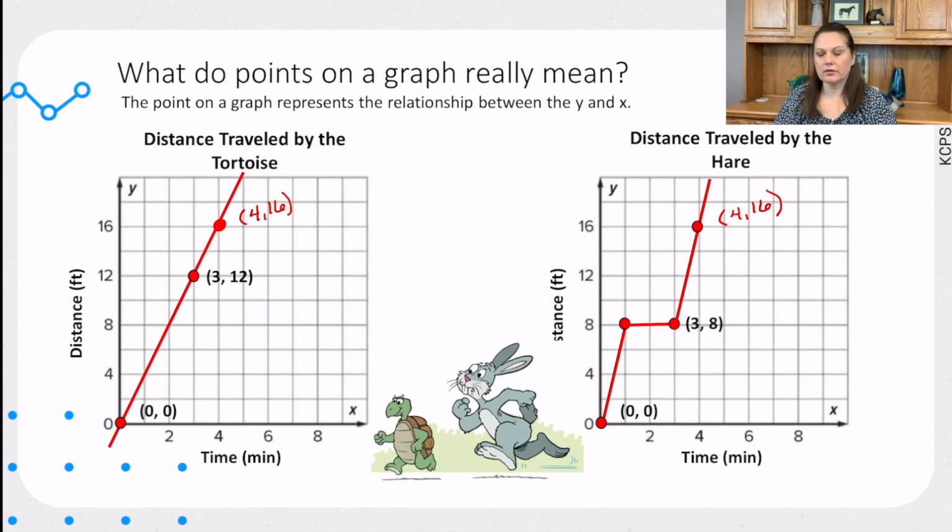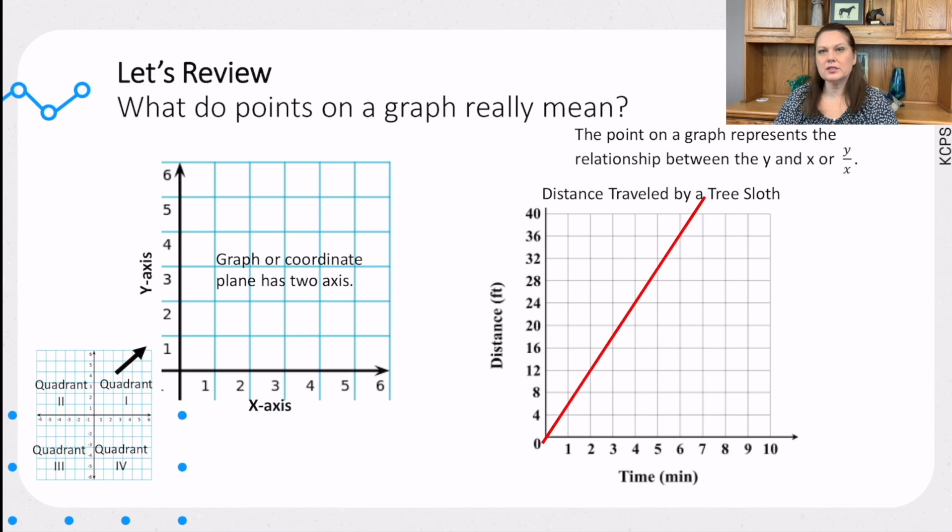So let's take a quick review. What do points on a graph really mean? Well, we first have to look at the quadrant in which they come from. For right now, we're just going to worry about the first quadrant, because both of our quantities are going to be positive. But if you look at the second graph, where we actually have a line, we're going to be looking for what is the relationship between the x and y axis. So remember, our constant of proportionality is actually going to tell us that relationship. We need to look at our axes titles.